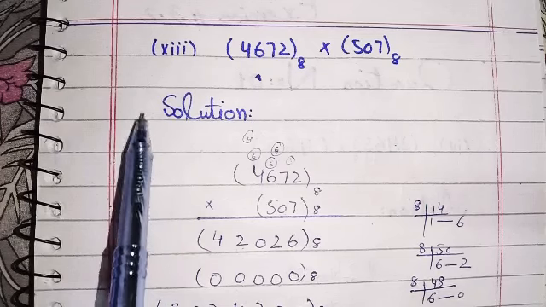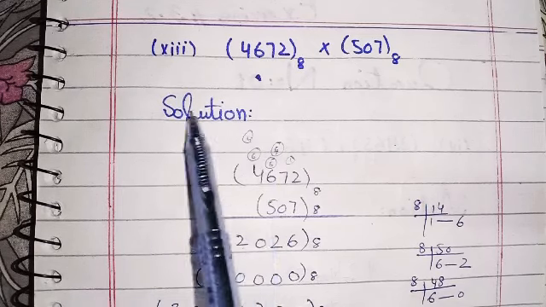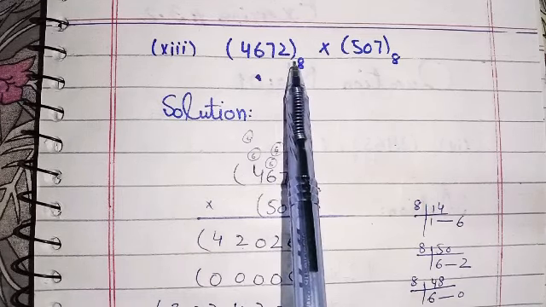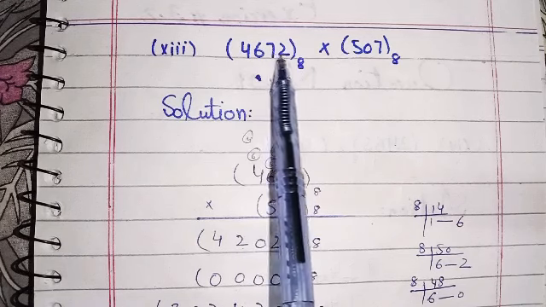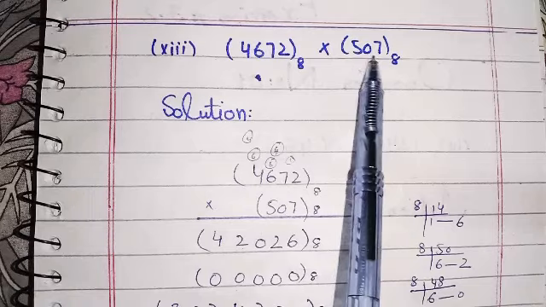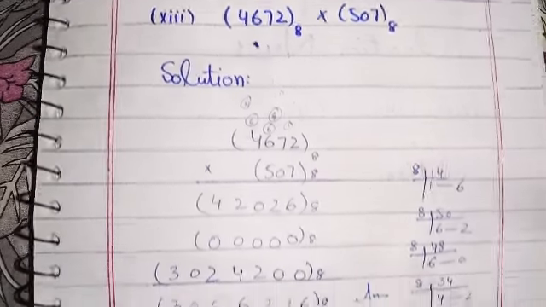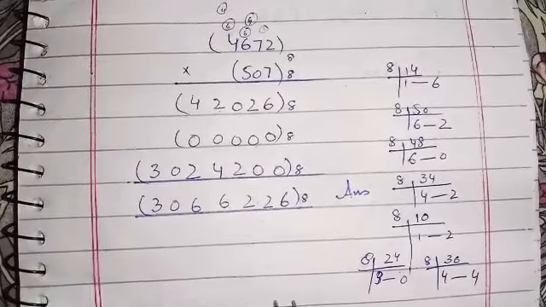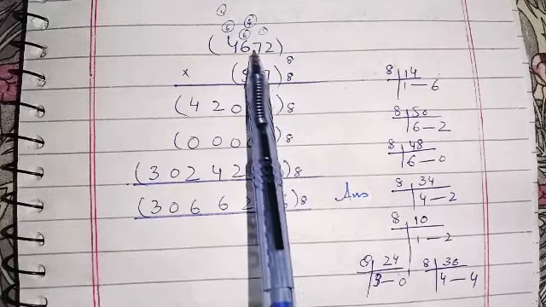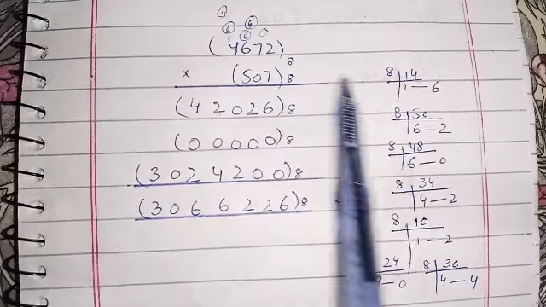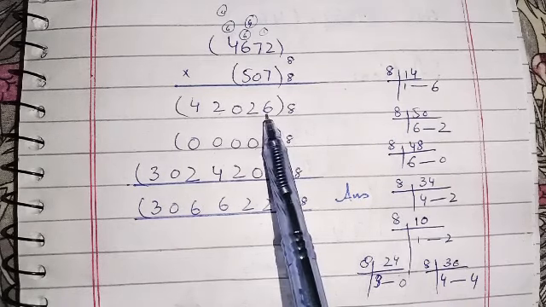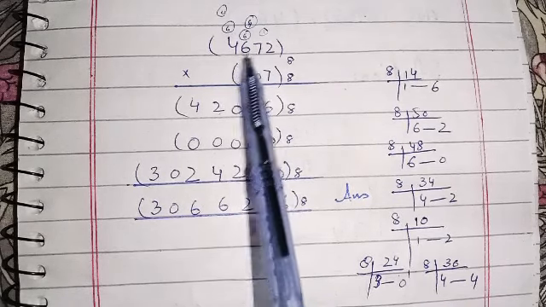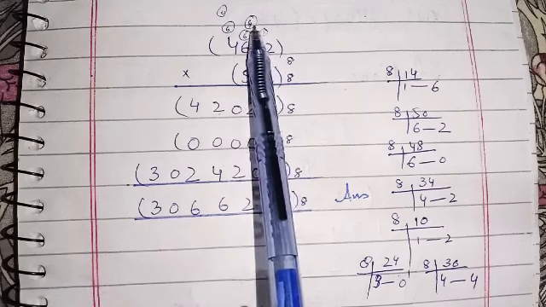Now students, here is our question number 13. We have to find out the product of these two octal number system numbers. First we have 4672 with base 8 into 507 with base 8. Here is our question with the working. When we multiply 7 into 2 we got 14. We cannot write 14, so we will divide it. 1 is our quotient and 6 is our remainder, so we will write the remainder here and 1 quotient to the next column. 7 sevens are 49, 49 plus 1 is 50.